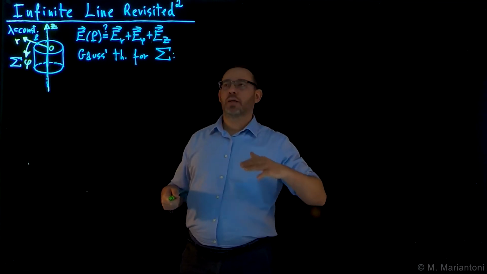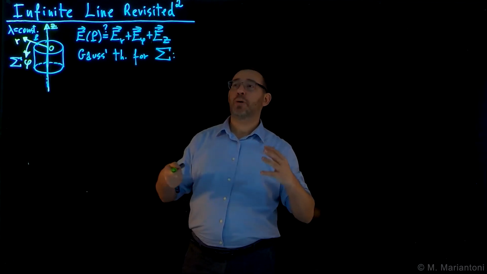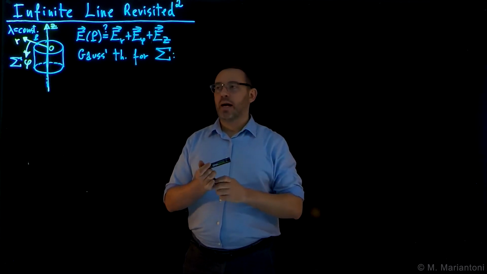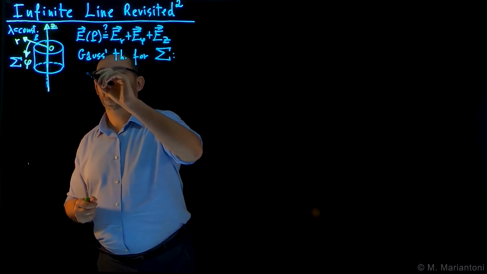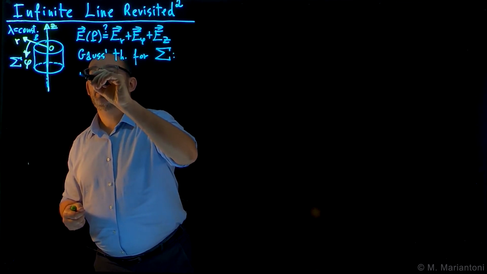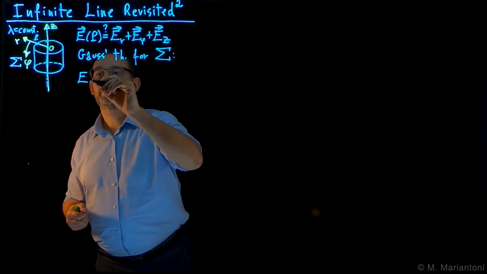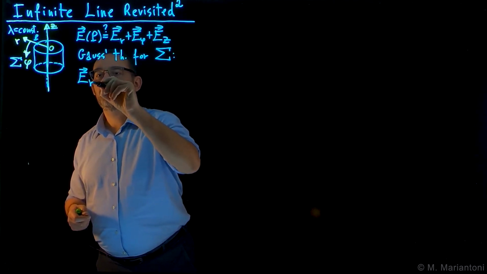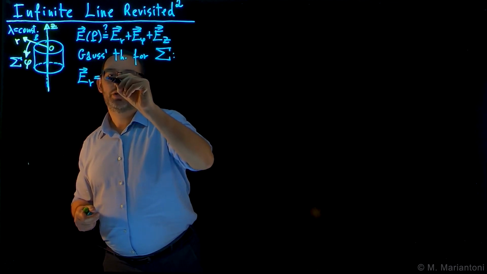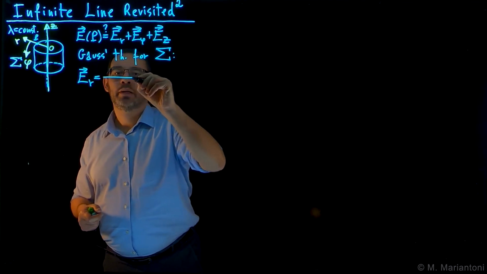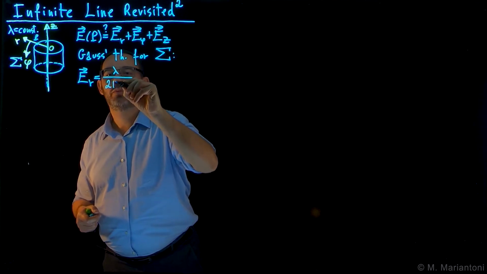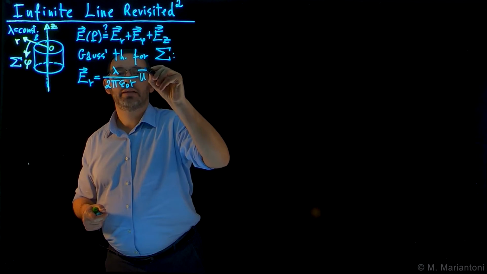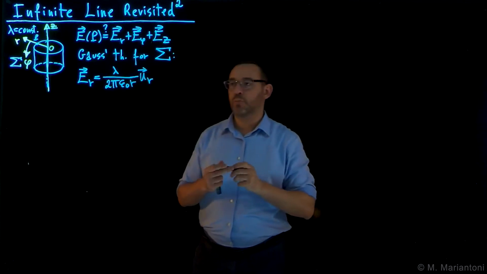And if again we disregard for a minute what happens to Ez on the two bases, capital sigma 1 and 2, we are able to find, by means of Gauss's theorem, that the only component we can actually find is ER, which is equal to lambda over 2 pi epsilon naught r in the radial direction. We found this already in the previous problem.